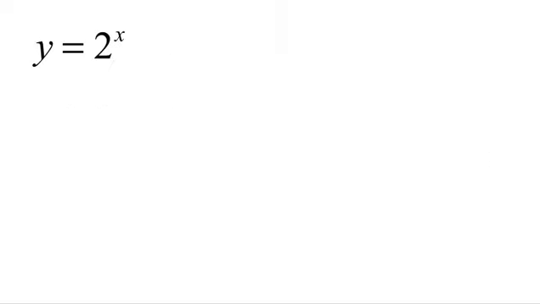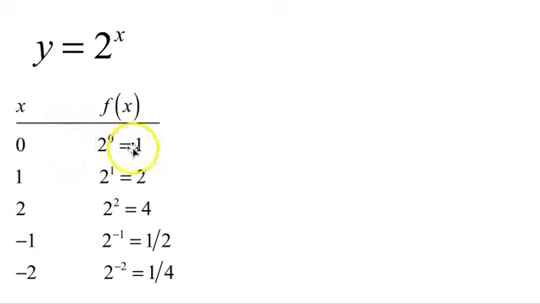So first, graphing y equals 2 to the x. 2 to the 0 is 1, 2 to the 1 is 2, 2 to the second is 4, 2 to the negative 1 is 1 over 2, 2 to the negative 2 is 1 over 2 squared, which is 1 over 4. So that is my graph of y equals 2 to the x. Now if I want to do 2 to the x plus 3, how does 2 to the x plus 3 compare to 2 to the x? That will require us to shift everything to the left 3 places.